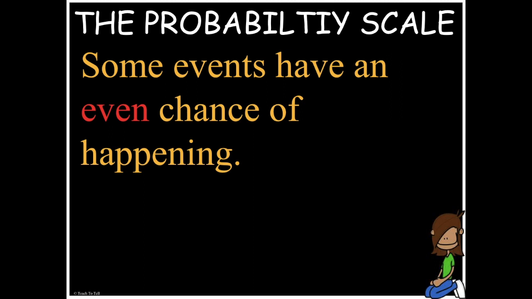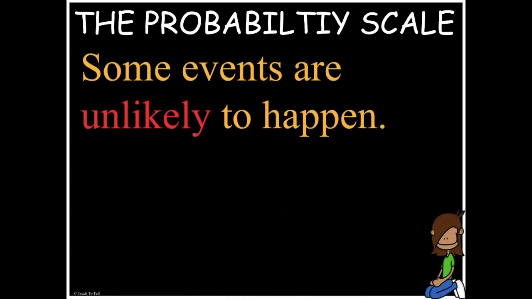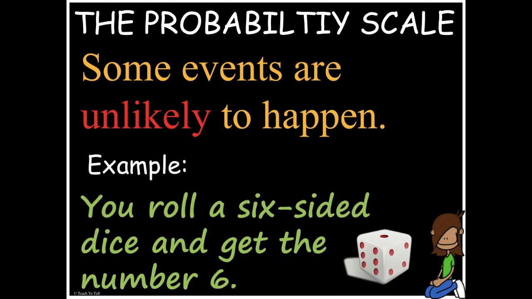Some have an even chance of happening. So it means that the event has the same chance of happening or not happening. One example of an event is a coin toss. It'll land on heads because there's only 2 choices. It's an even chance that it'll be heads or tails. And some are unlikely. So this means that your probability of it happening is not very high. So thinking of our dice again, if you roll a 6-sided dice and get the number 6, that is 1 out of 6 options. So it's not super likely that you will roll the 6.